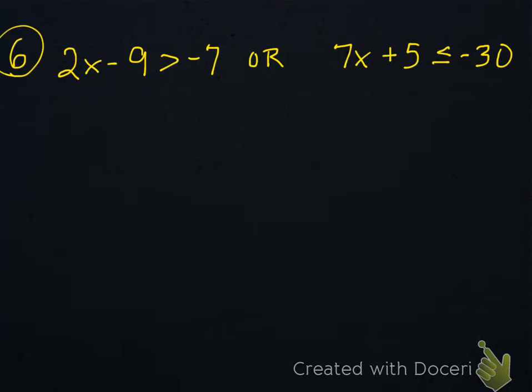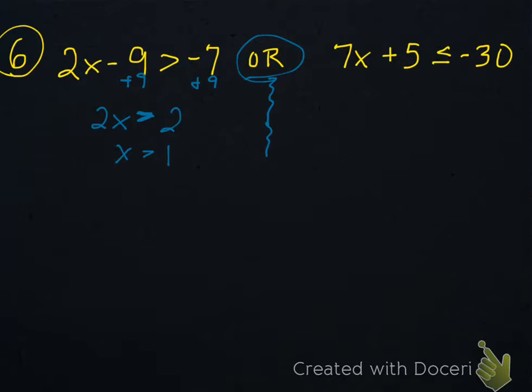Okay, number 6. Number 6 is an OR. So which problem does that look like? It looks like number 1. So when I get my answer, I'm expecting it to look like number 1. So let's solve the stuff on the left. The inequality on the left, we're going to add 9 to both sides. Super easy. So I have 2x now is greater than, what's 9 minus 7? 2. Divide by 2, and I get x is greater than 1.